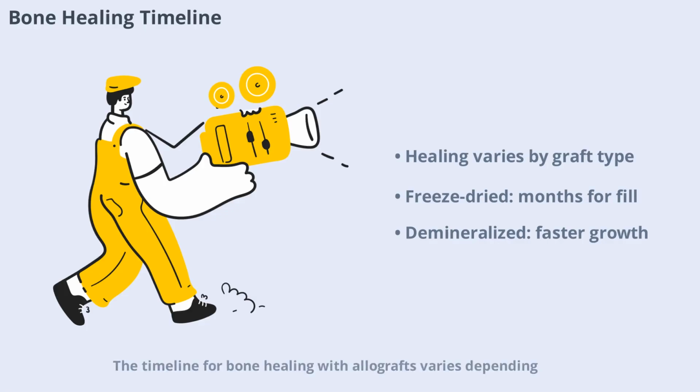The timeline for bone healing with allografts varies depending on the patient and the type of graft used. Freeze-dried allografts typically show bone fill within several months, while demineralized allografts may stimulate faster bone growth. Regular follow-up and imaging help monitor the healing process and ensure the graft is integrating properly.